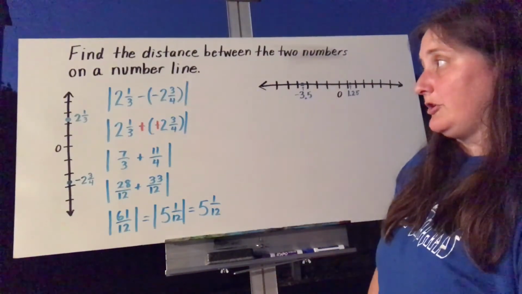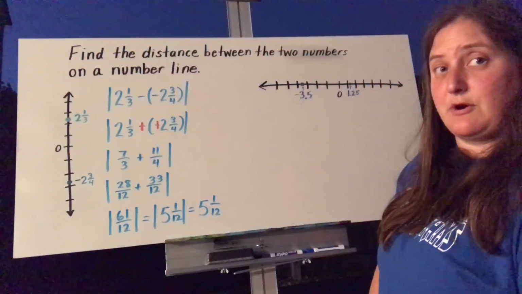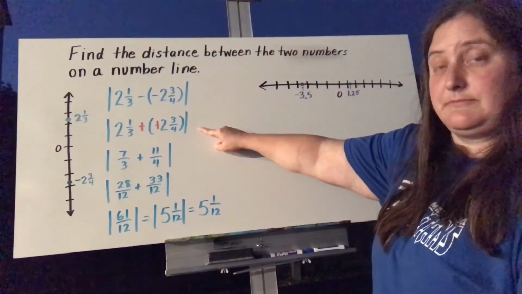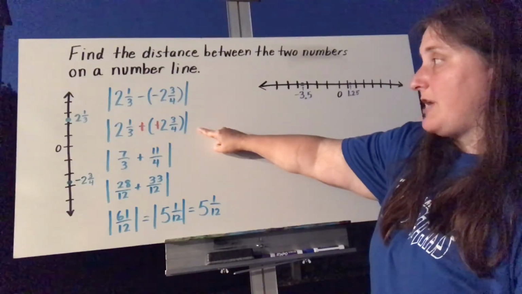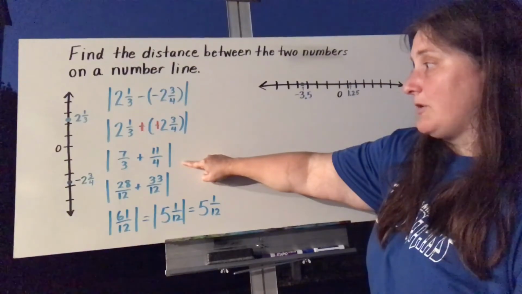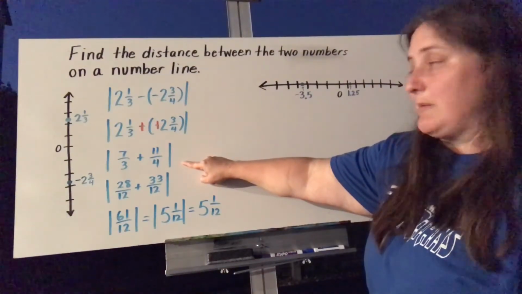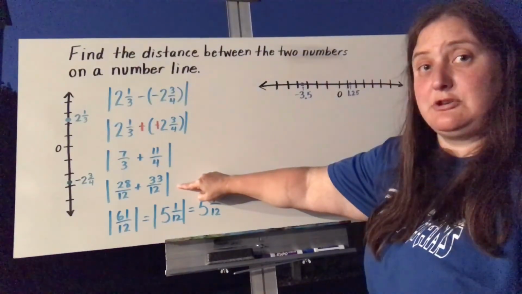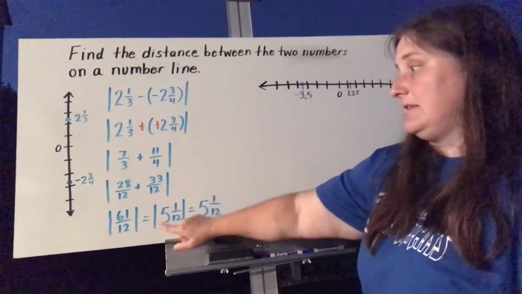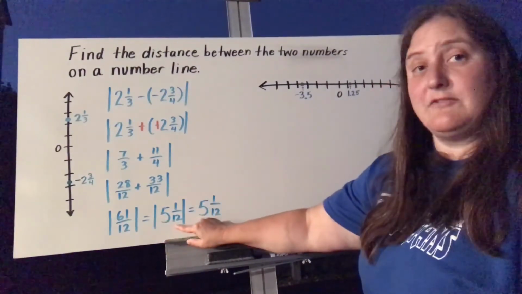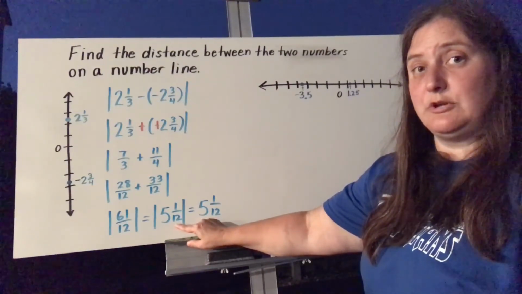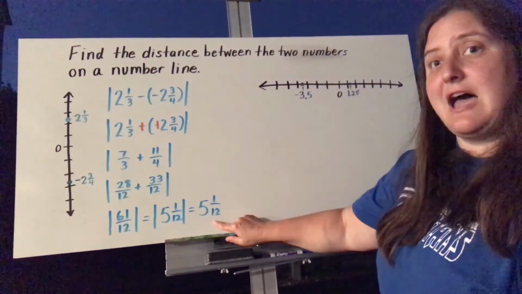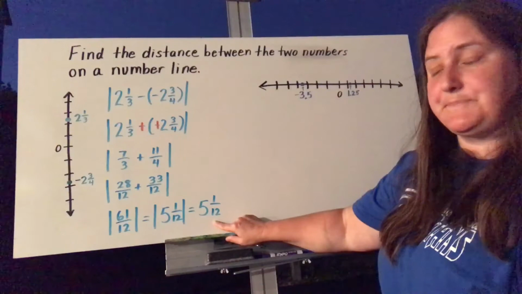So I started with 2 and 1/3 and subtracted negative 2 and 3/4. Change that to an addition problem, and I've got 2 and 1/3 plus 2 and 3/4. So I changed these guys both to improper fractions, and I had 7/3 plus 11/4. I need a common denominator, so I went with 12. After changing these guys, I got 28/12 and 33/12. Add those together and I get 61/12, or 5 and 1/12, and the absolute value of 5 and 1/12 is 5 and 1/12. So these two guys have 5 and 1/12 spaces between them.